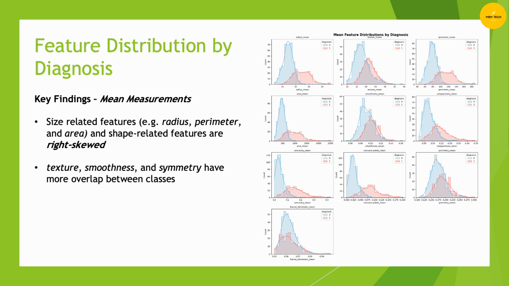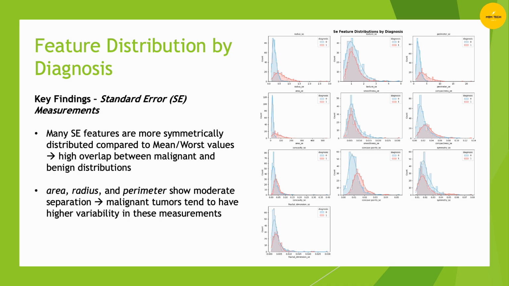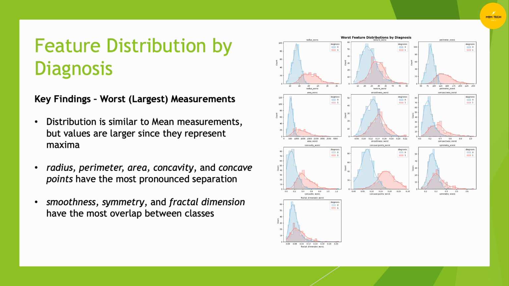Looking at distributions by diagnosis, size-related features are right-skewed, with malignant tumors generally having higher values. Texture, smoothness, and symmetry have more overlap, meaning they're harder to use for classification on their own. Standard error features are more symmetrical overall and have a lot of overlap between benign and malignant cases. The exception is variability in size, such as area, radius, and perimeter, where malignant tumors tend to show more variation.